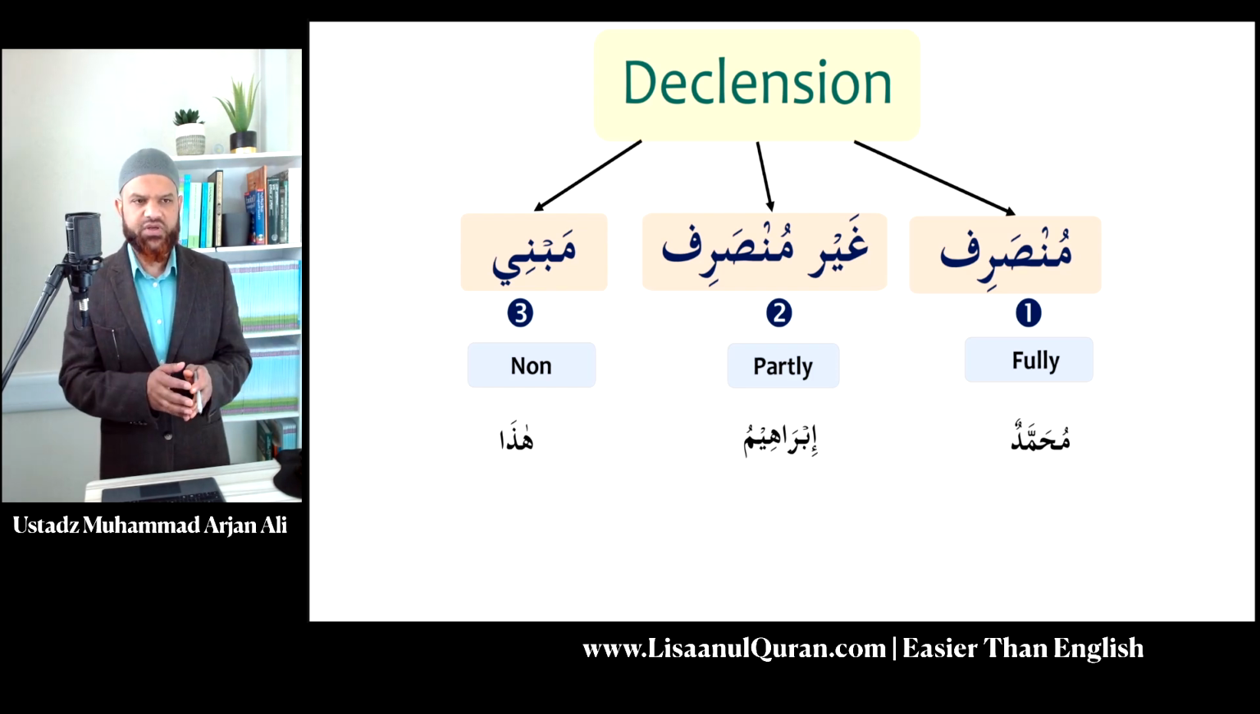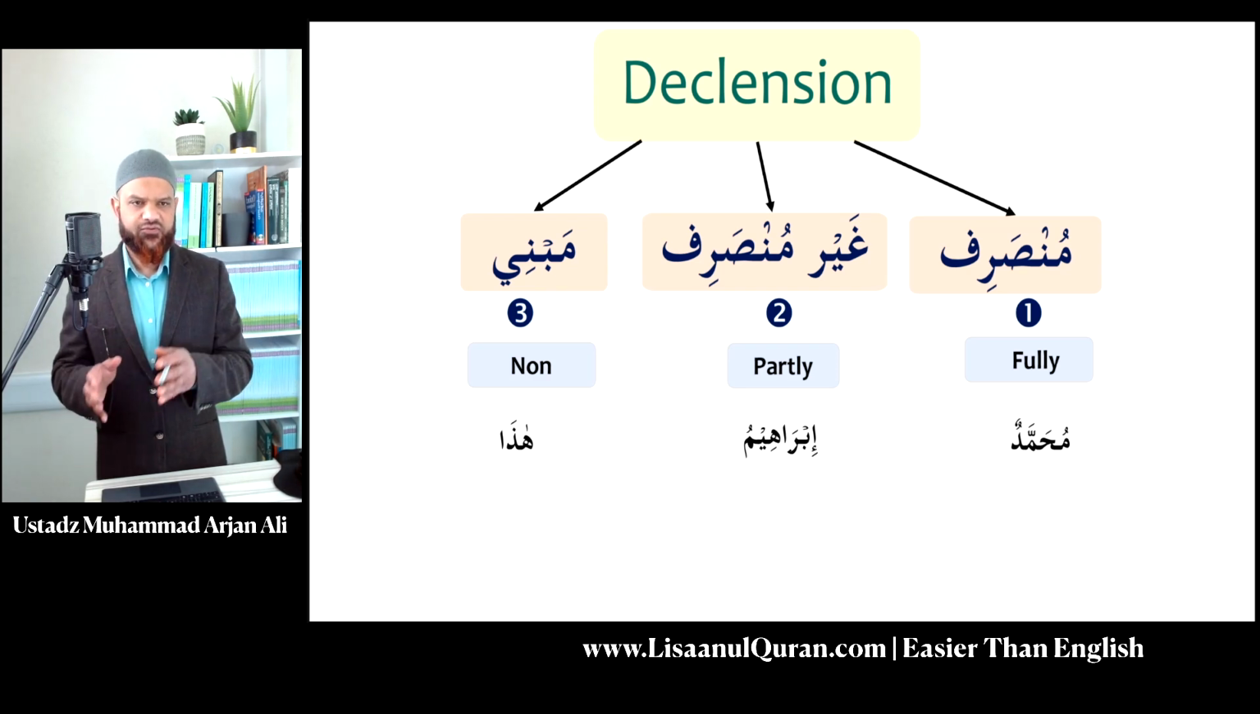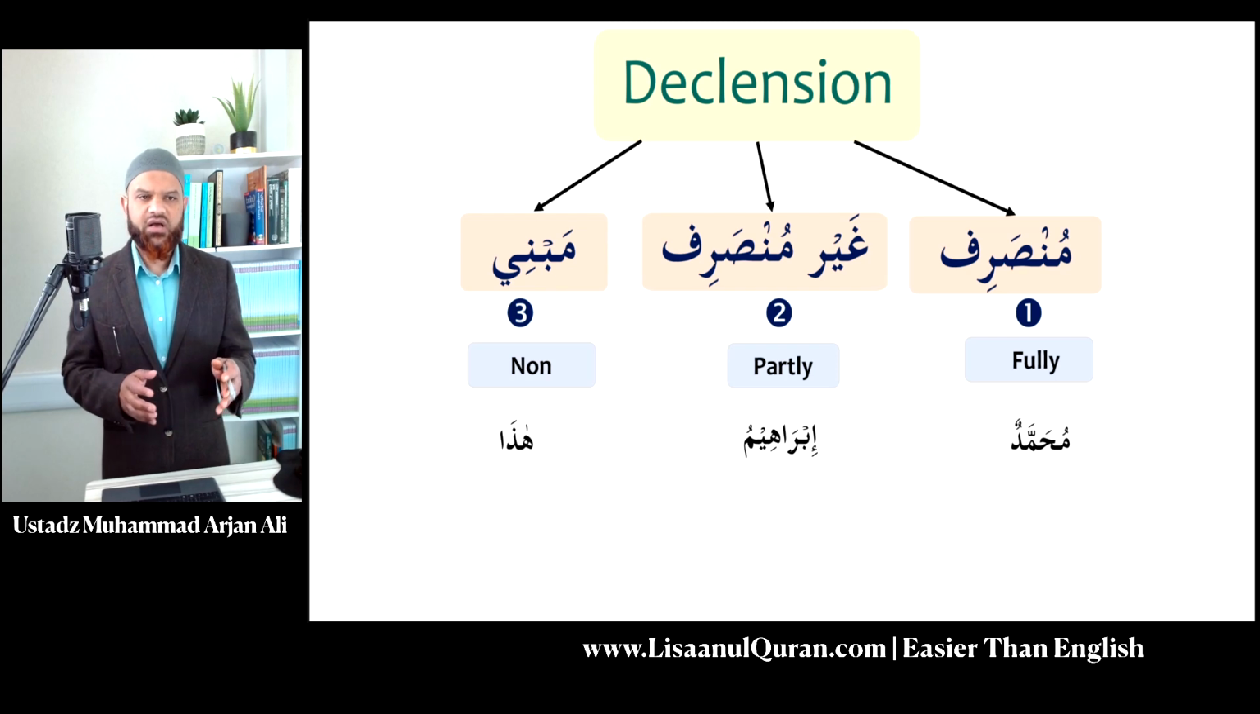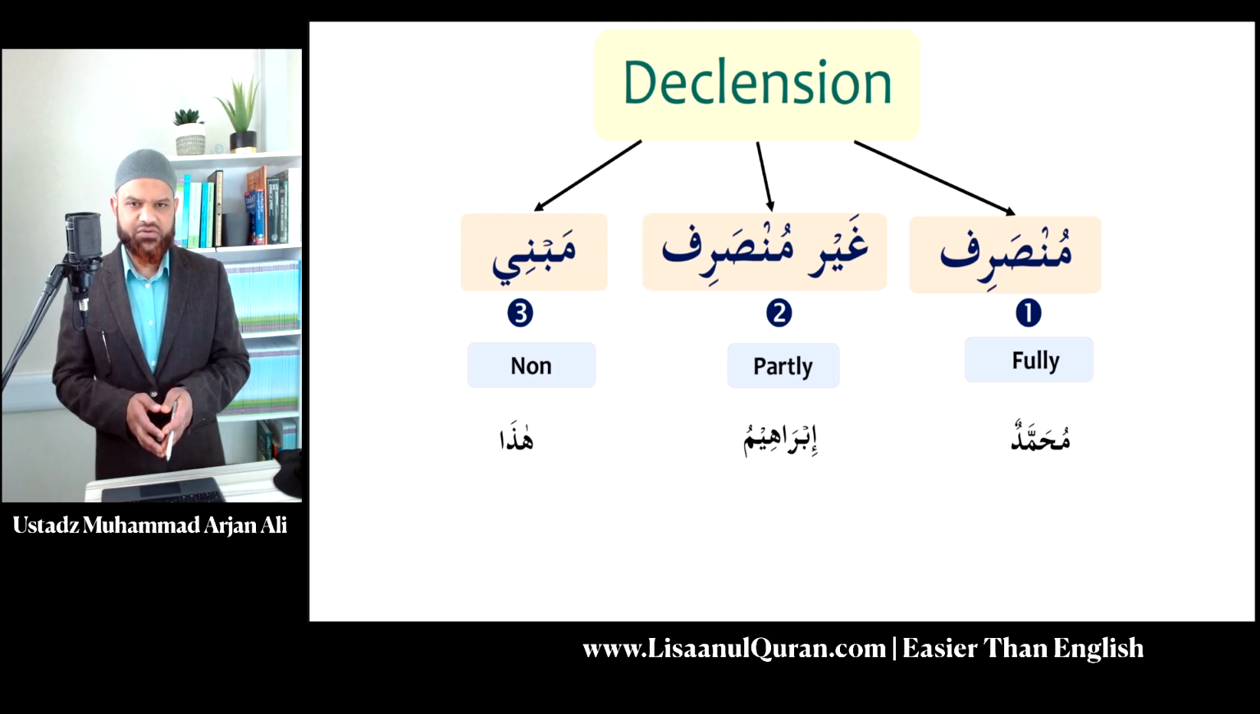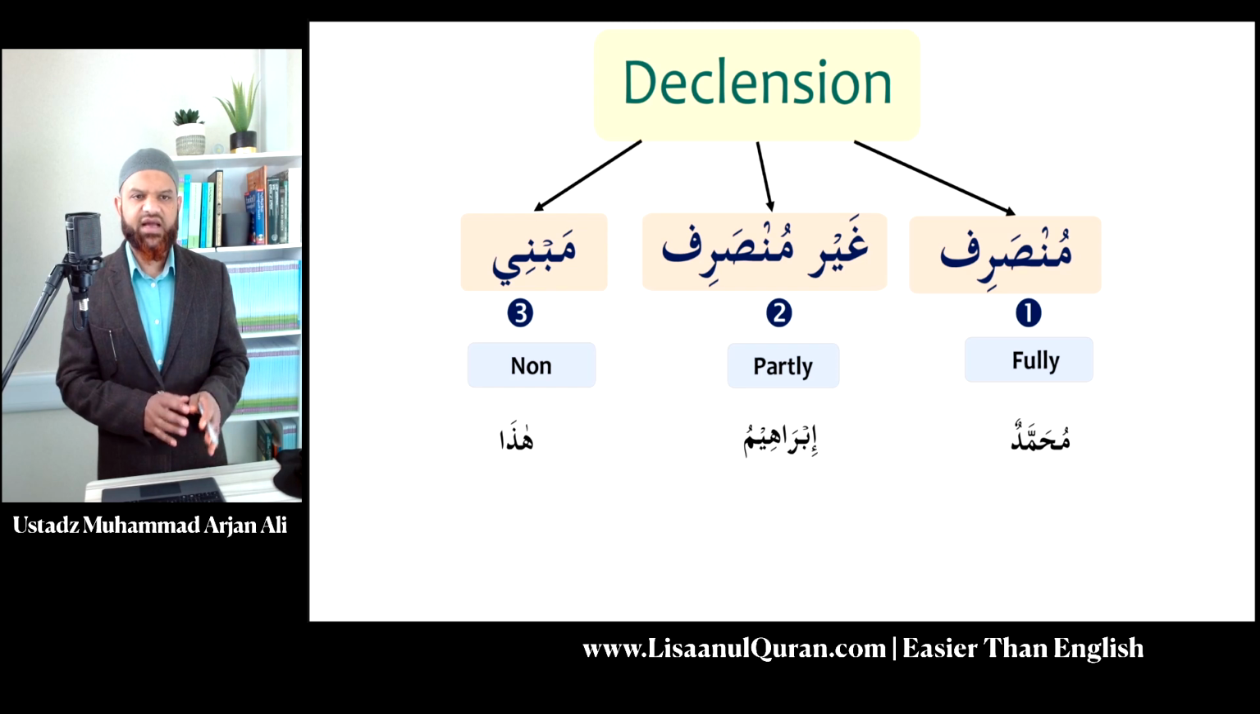The first group, we will call them munsarif in Arabic terminology. I'm going to translate as fully declining. The one that changes fully. Then we have the second group, ghayru munsarif, which I'm going to translate as partly declining. And then we have mabni, I'm going to call non-declining. Don't worry, we're going to go through this in detail, but let me briefly explain what they are.